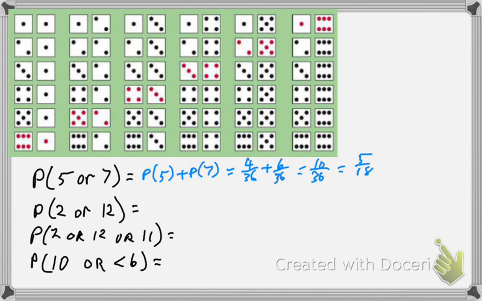Okay, how about a 2 or a 12? When you see that word or, think addition rule. Are they mutually exclusive? Yeah. So the probability of 2 plus the probability of 12. Well, how many ways can I get a 2? Just one, up there in the top left corner. So 1 out of 36. How many ways can I get a 12? 1, thank you. So 2 out of 36.